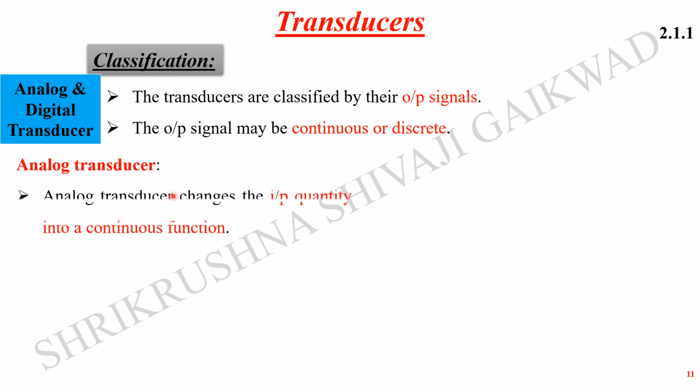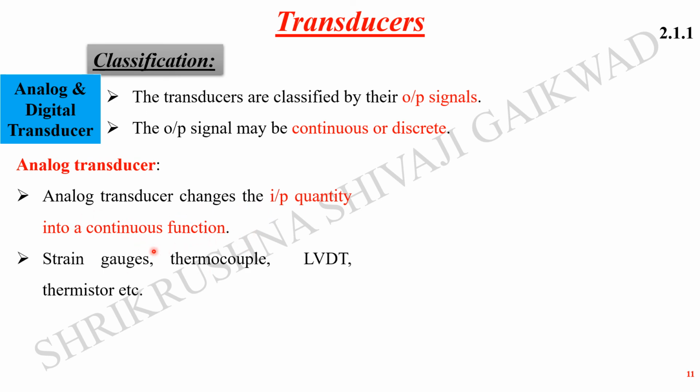The analog transducer changes the input quantity into a continuous function. So in case of the analog one, we will have a continuous signal or continuous function at the output stage. Strain gauges, thermocouple, LVDT, and thermistor are examples of the analog transducer.